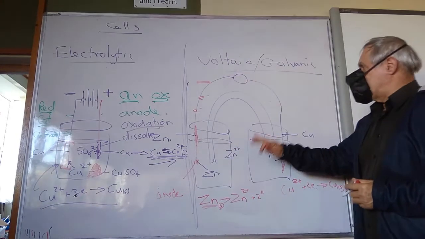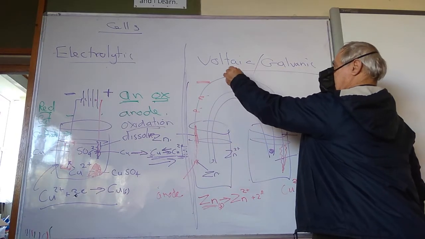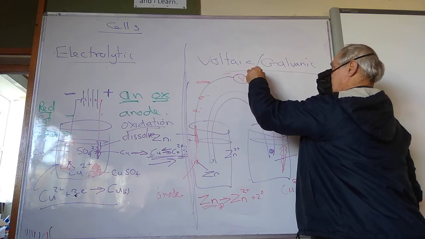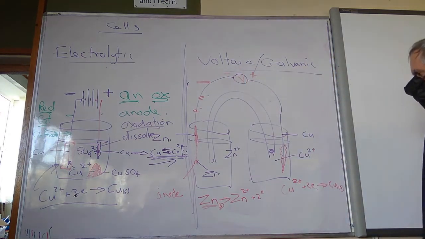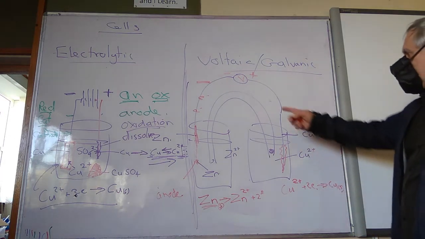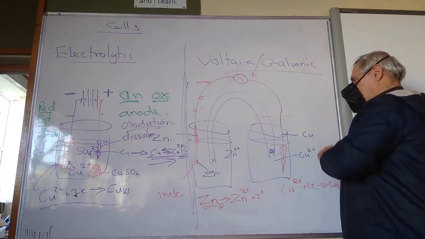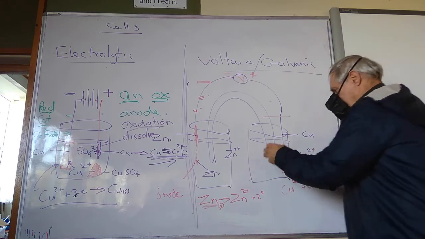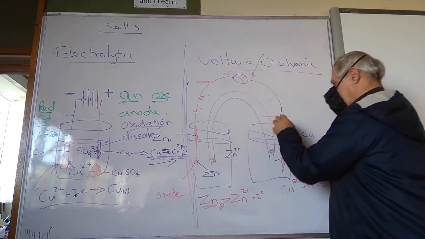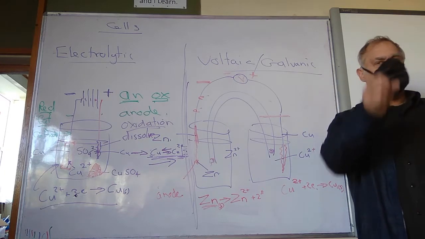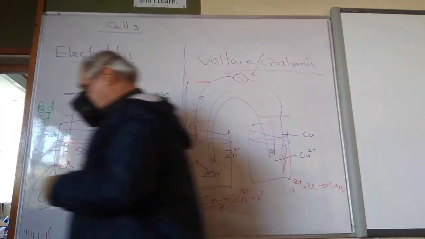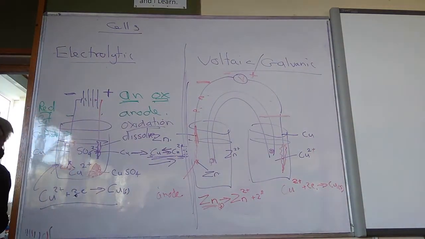And here they use this to create a voltage. This would be the negative volt, this would be the positive. And what is this thing here called? It's a piece of plastic tubing. What is it called? A salt bridge.